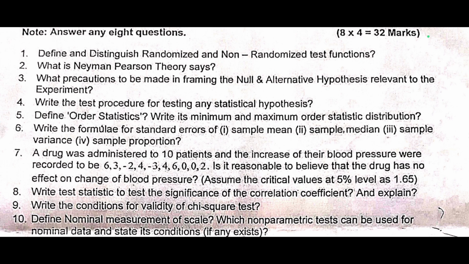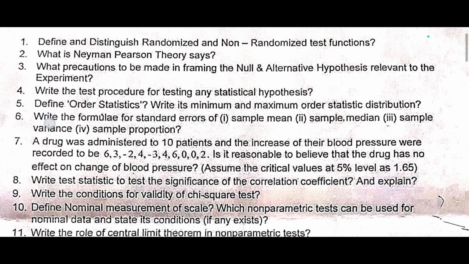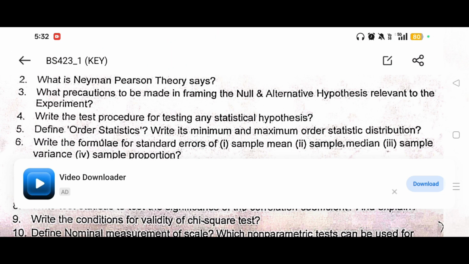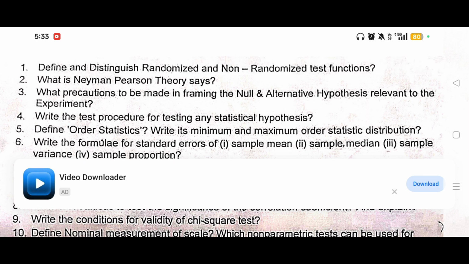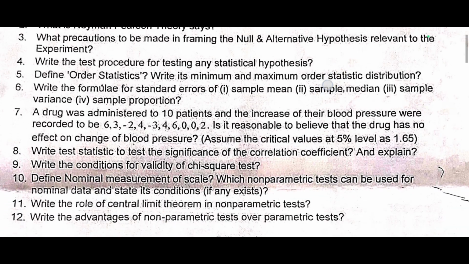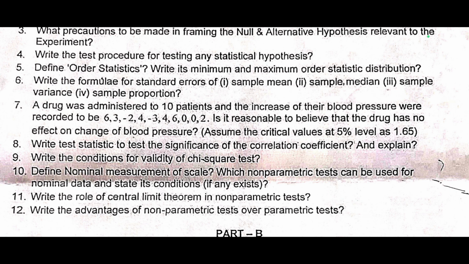First of all, define and distinguish randomized and non-randomized test functions. And what does the Neyman Pearson theory say, and what precautions are to be made in framing the null and alternative hypothesis relevant to the given experiment. So that is what we have to see. And also write the test procedure for testing any statistical hypothesis.